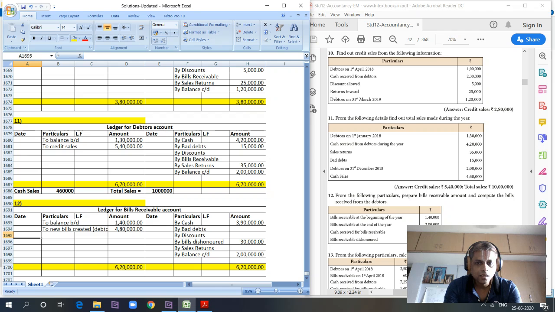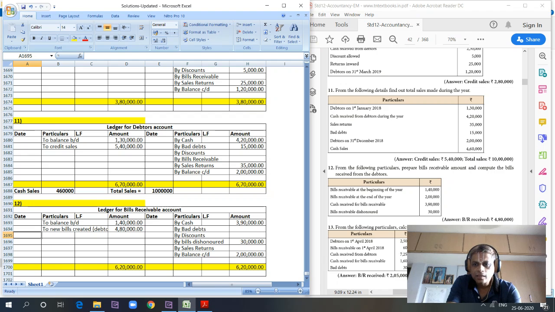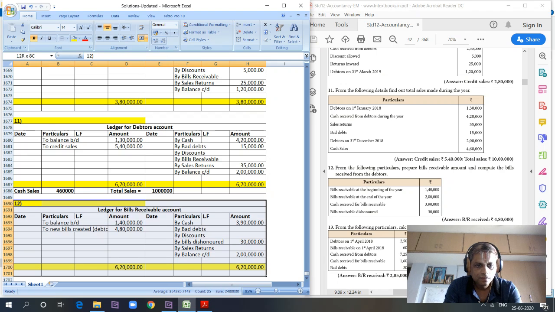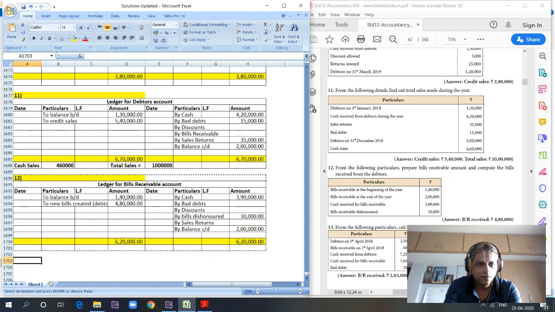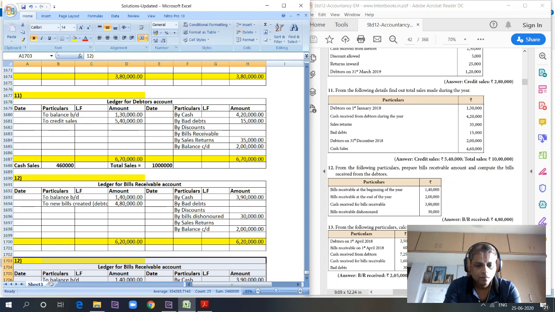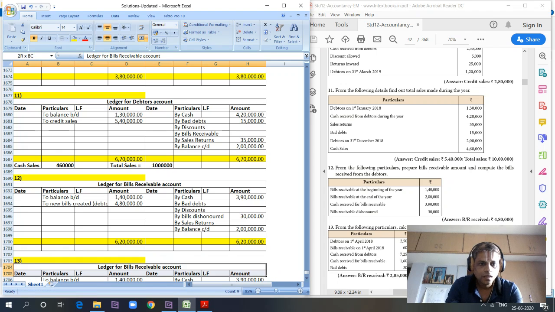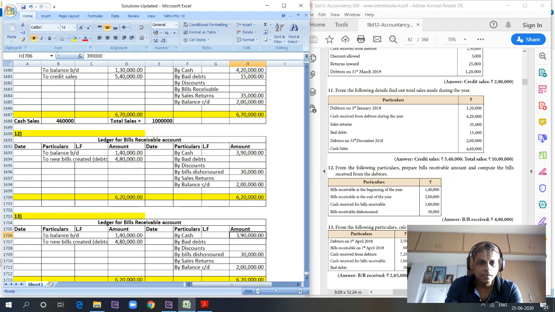Then the next question is: from the following particulars, calculate total sales. Oh, interesting. I'm copying this format as usual. First, let's create the bills receivable ledger, because from there only we have to go to the debtors account and then we can calculate the total sales. So let's continue with the bills receivable account.